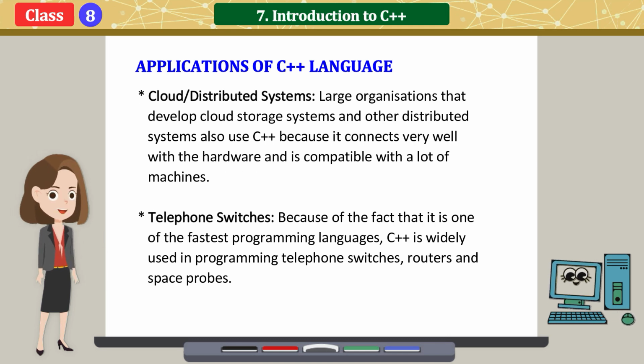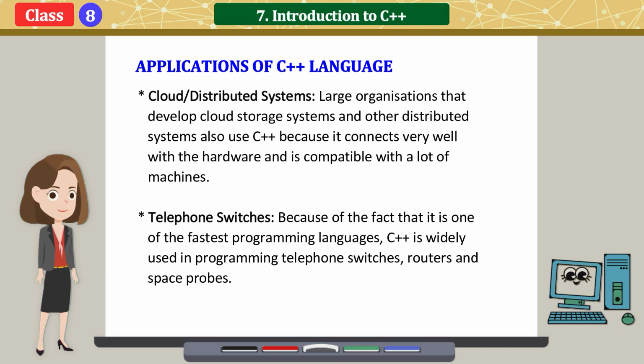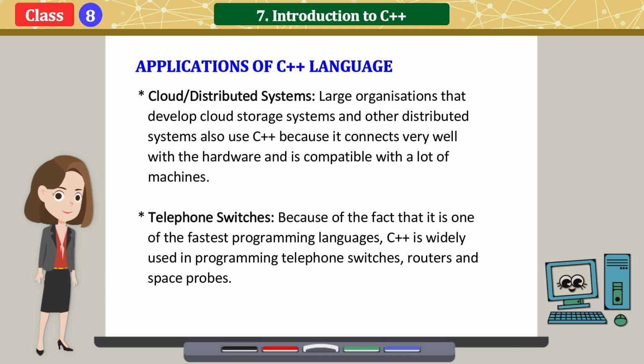Cloud distributed systems. Large organizations that develop cloud storage systems and other distributed systems also use C++ because it connects very well with the hardware and is compatible with a lot of machines. Telephone switches. Because of the fact that it is one of the fastest programming languages, C++ is widely used in programming telephone switches, routers and space probes.